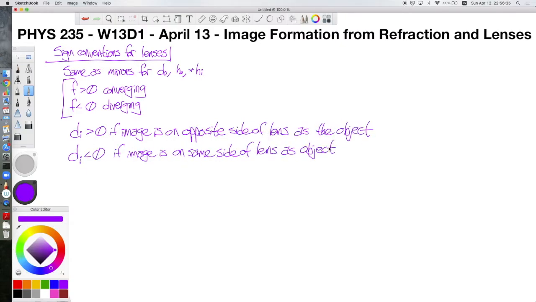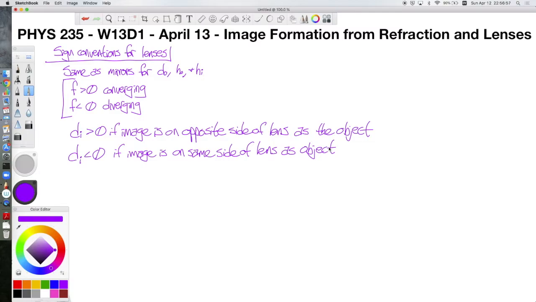And the image distance will be negative if the image is on the same side of the lens as the object. This is slightly different from mirrors, because for mirrors, the image distance was positive if the image was on the same side as the object. But this is just a function of the fact that light passes through lenses but bounces off of mirrors.